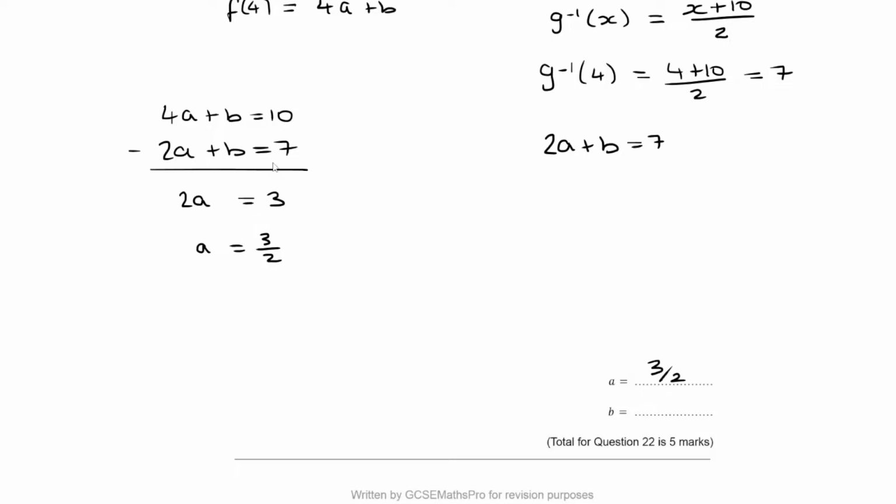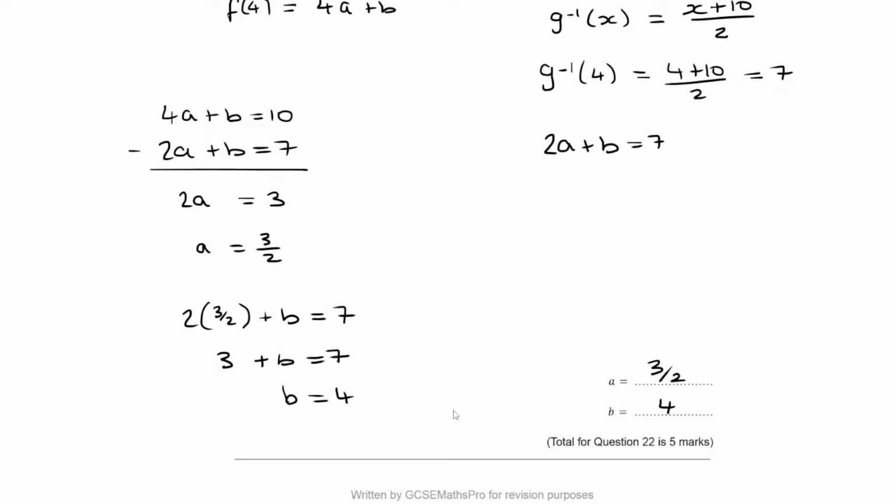Now that I found a, I'm going to sub it back in to find b. I'm going to choose the second equation just because it's smaller. Doesn't really matter though, you can choose whichever of those two equations you want. Obviously 2 times 3 over 2 is just 3, isn't it? So that's fine. And then I can solve for b. b is 4. That's obviously a 5-mark question, that one.